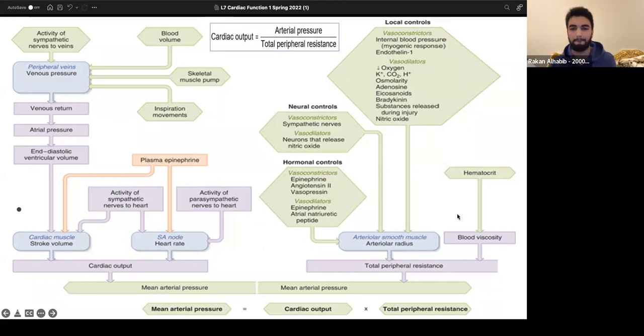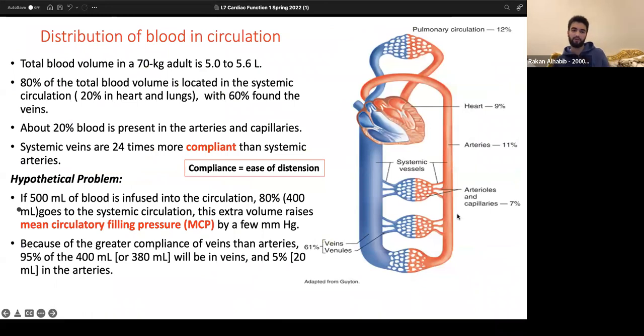Okay, anytime. So we were here. So he basically says here that the systemic veins are more compliant, and I said we're gonna go over this later on. And then he just gives you a hypothetical problem where if we infuse 500 milliliters of blood into the circulation, 80% of it will go to systemic circulation, and then the 20% would go to the heart and pulmonary system.